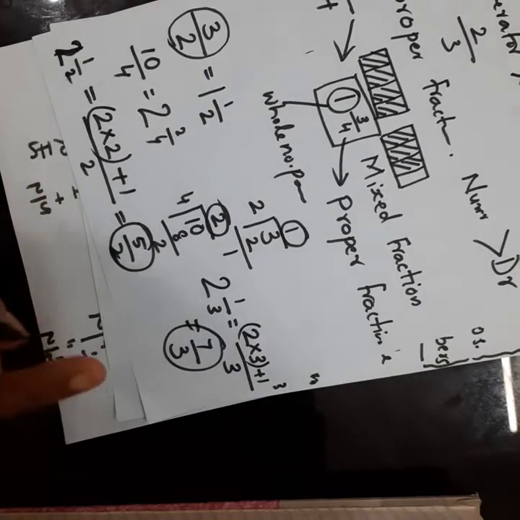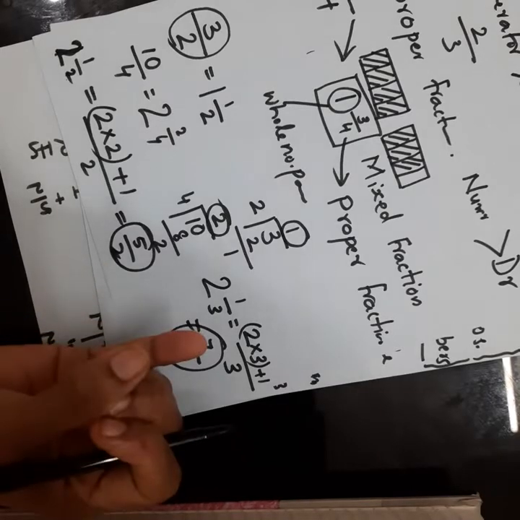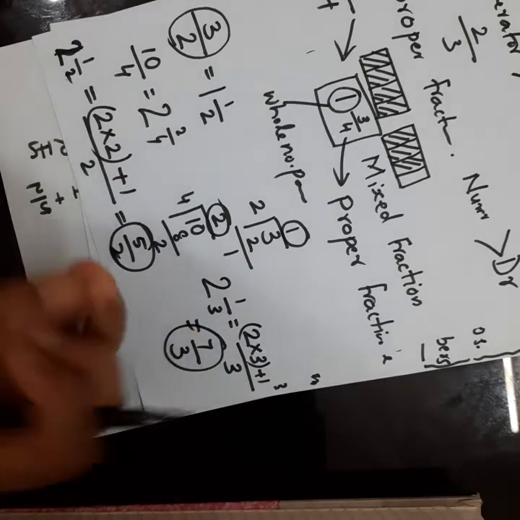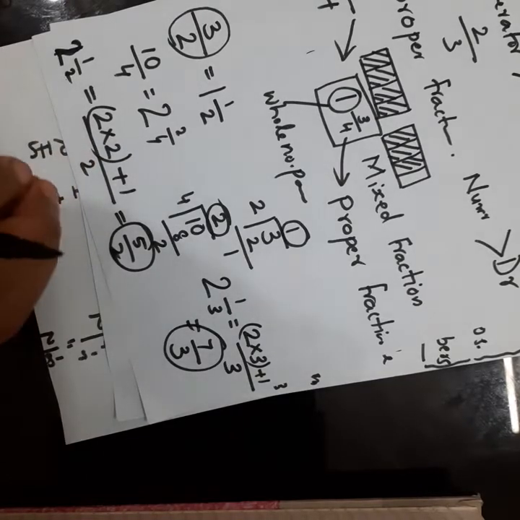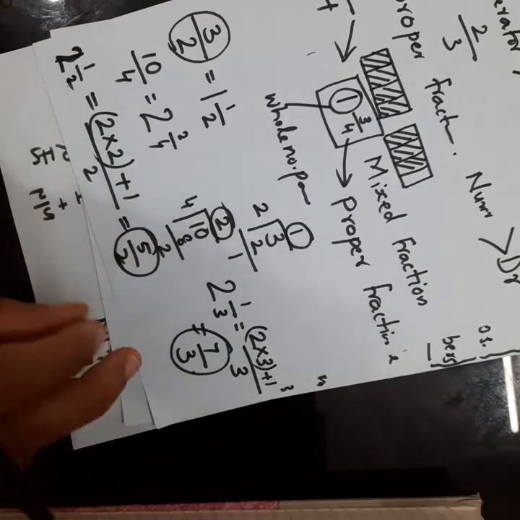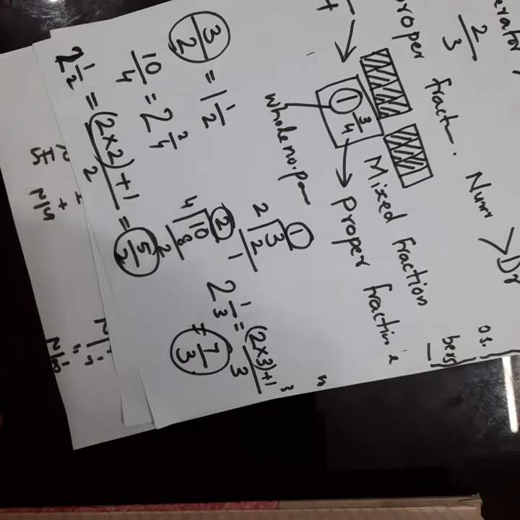So a proper fraction means the numerator is less than the denominator. An improper fraction means the numerator is greater than the denominator. And we can express an improper fraction as a mixed fraction. Why is it called a mixed fraction? In a mixed fraction, there will be a whole number part and a proper fraction.